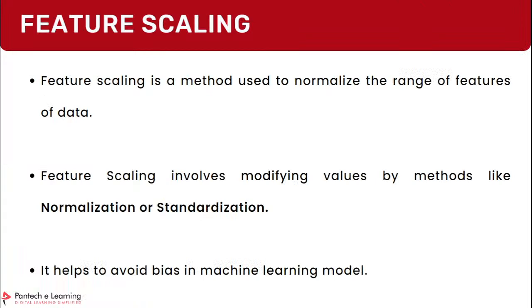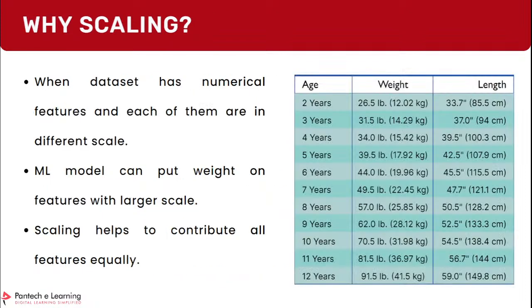The reason for feature scaling is that it is a method to normalize the range of features in your data. It involves processes like normalization or standardization, and it helps to avoid bias in the machine learning model. For example, imagine you have a dataset with features like age in a column, weight in a column, and length in a column. Age will range from 1 digit to 2 digits, maximum 3. Weight is mostly 2 digits, and length mostly 2 to 3 digits, in centimeters.